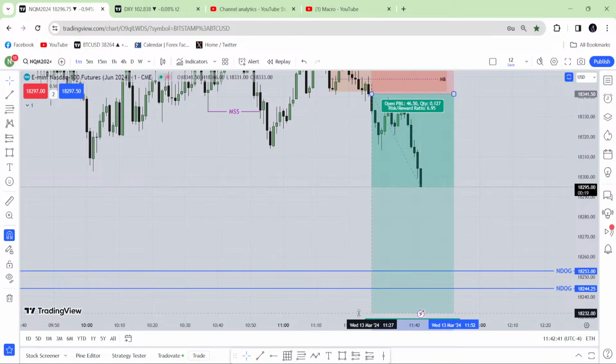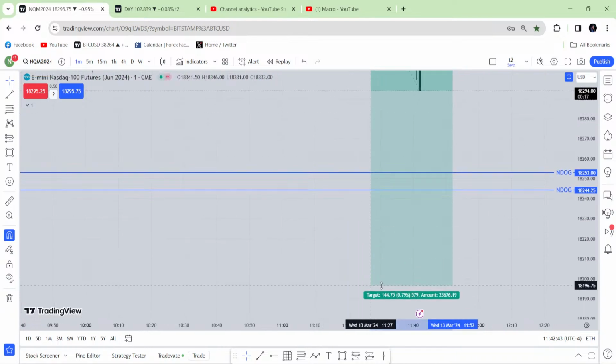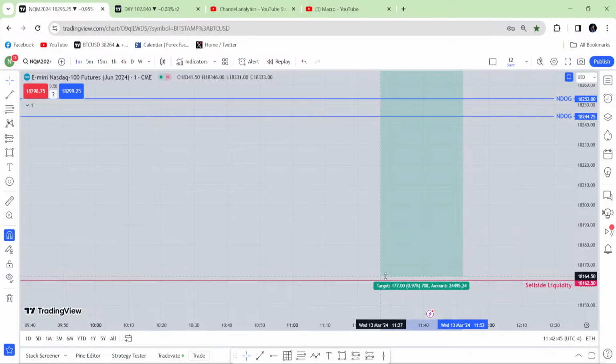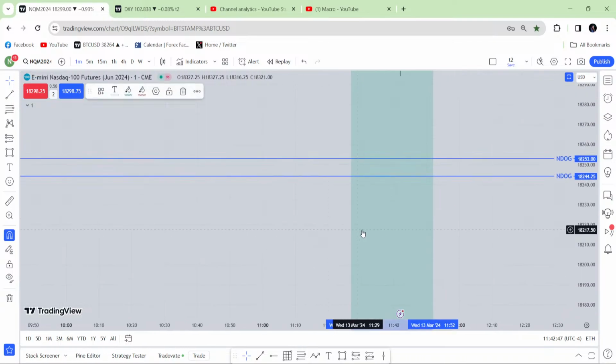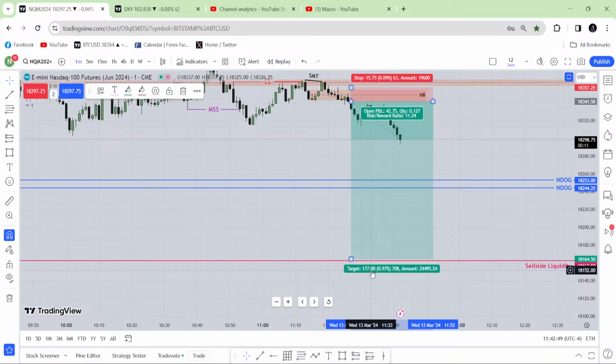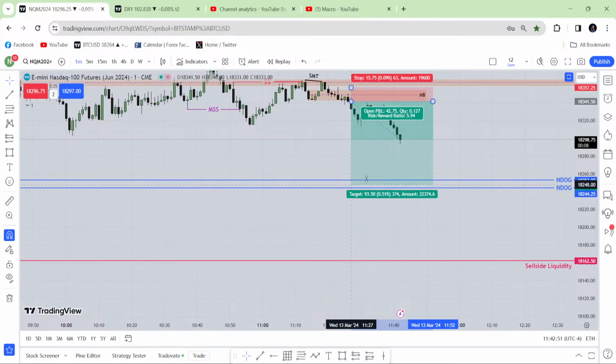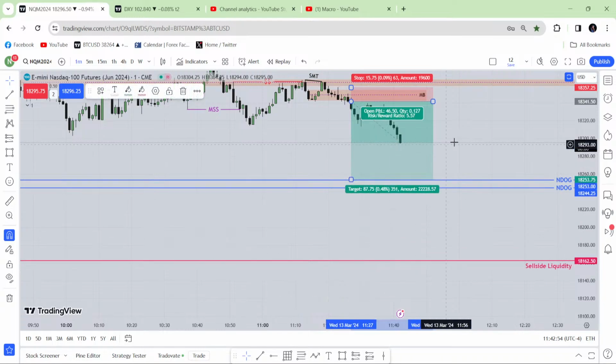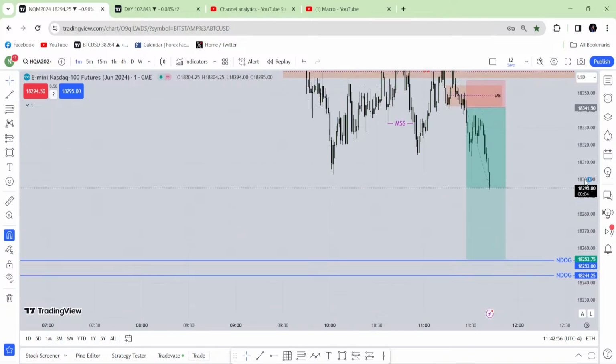Go for your liquidity. Where is your liquidity? Here is your liquidity. Go for that. Now it's huge. You can see it's kind of $177. You don't need that much. Just come here, stop over there. At the same time, try to take some partial.